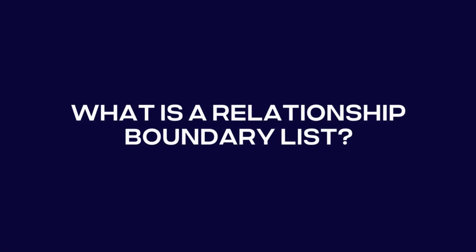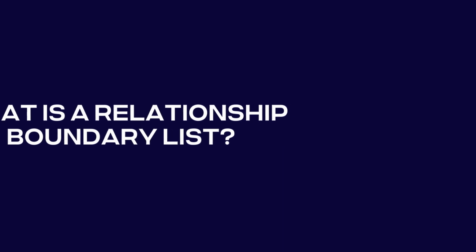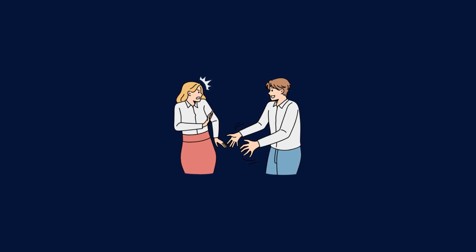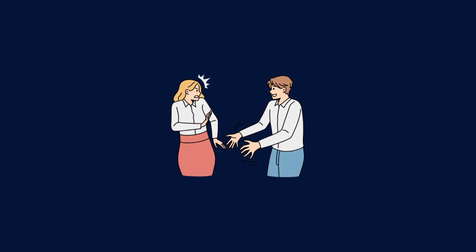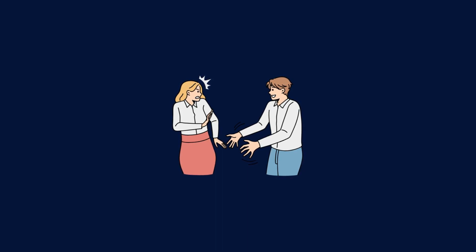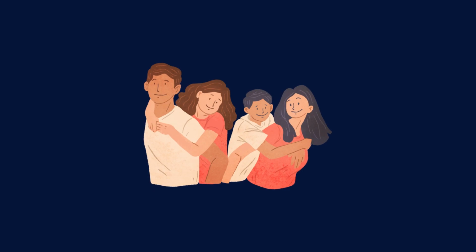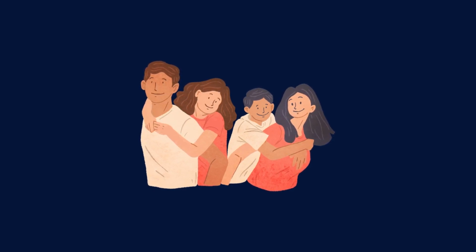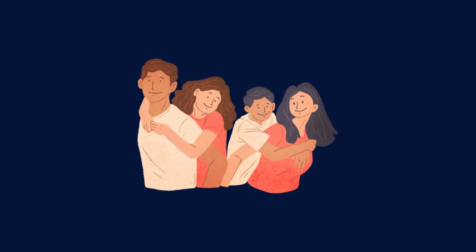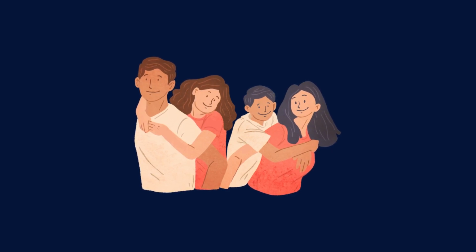A relationship boundaries list is essential for personal growth and relationship preservation. It serves as a guide, enabling individuals to distinctly define their comfort levels and what they deem unacceptable within their relationships. This concept transcends the confines of a single type of relationship. It applies universally to all forms, including romantic partnerships, friendships, family ties, and even professional connections. The primary role of this list is to foster respect, mutual understanding, and healthy communication between all parties involved.